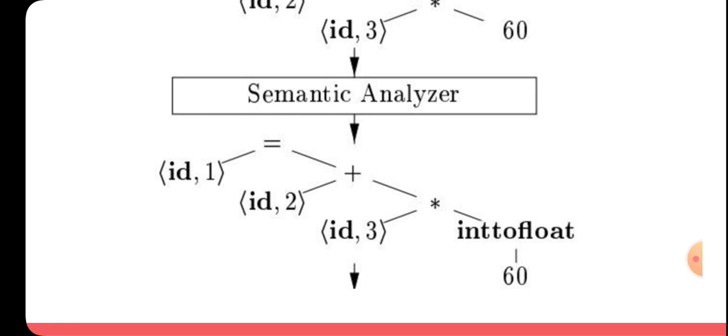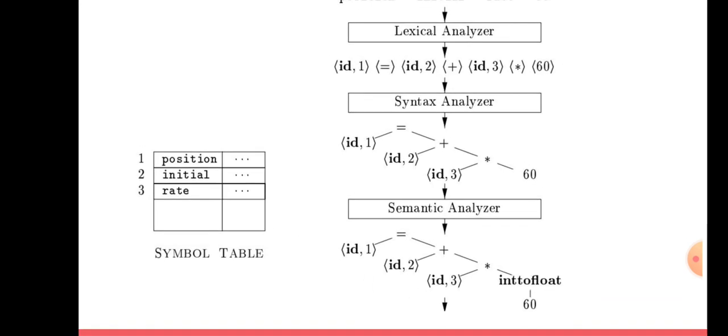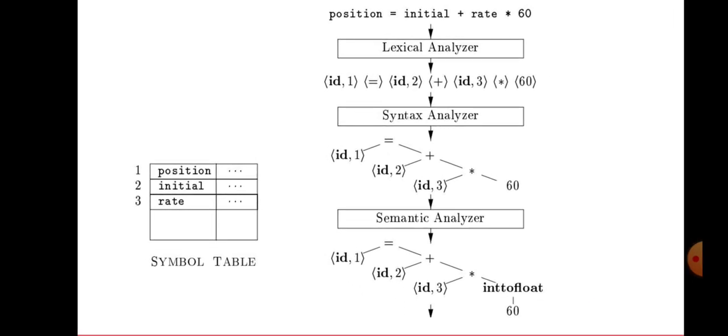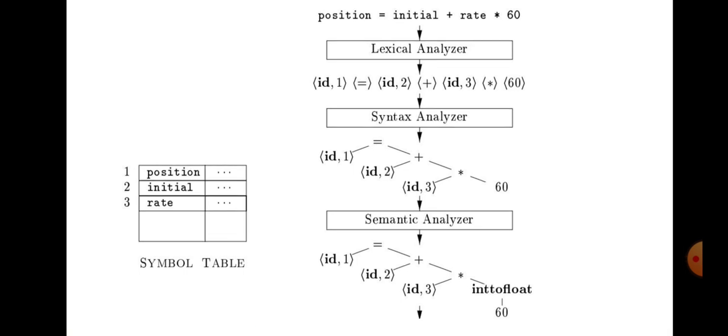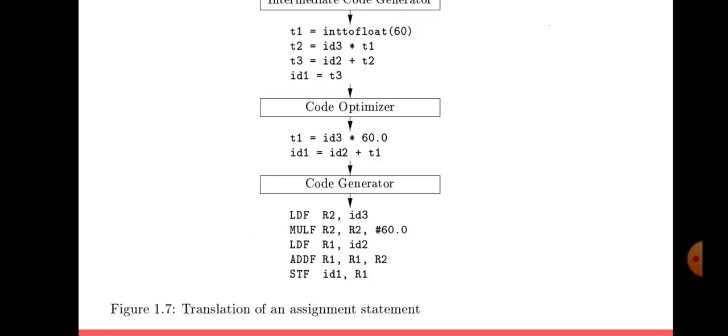Can you see the figure? Notice that the output of the semantic analyzer has an extra node for the operator inttofloat, which explicitly converts its integer argument into a floating point number. In the left corner, can you see the symbol table? The symbol table consists of position, initial and rate, and its entry values along with its position. So this is what we are having in a symbol table entry.